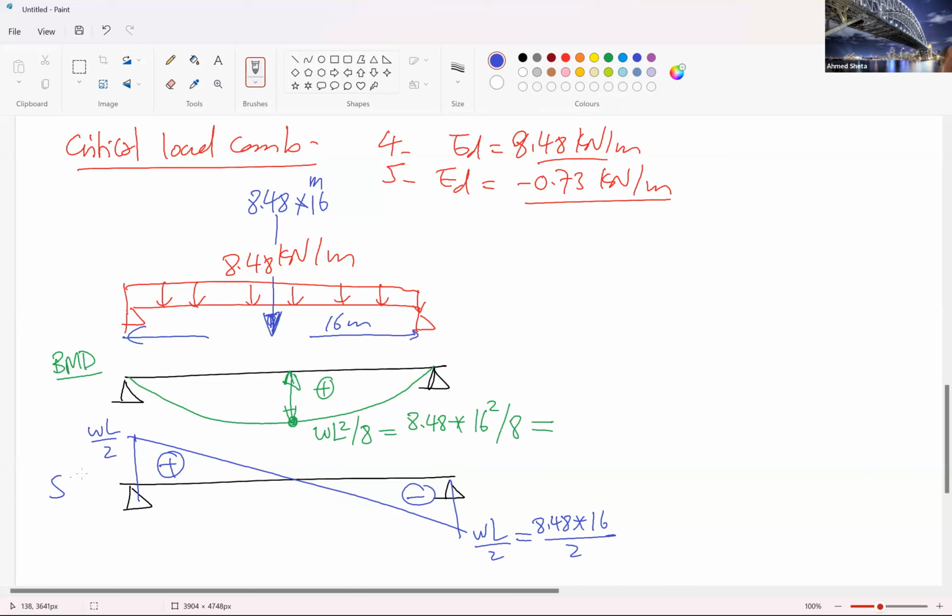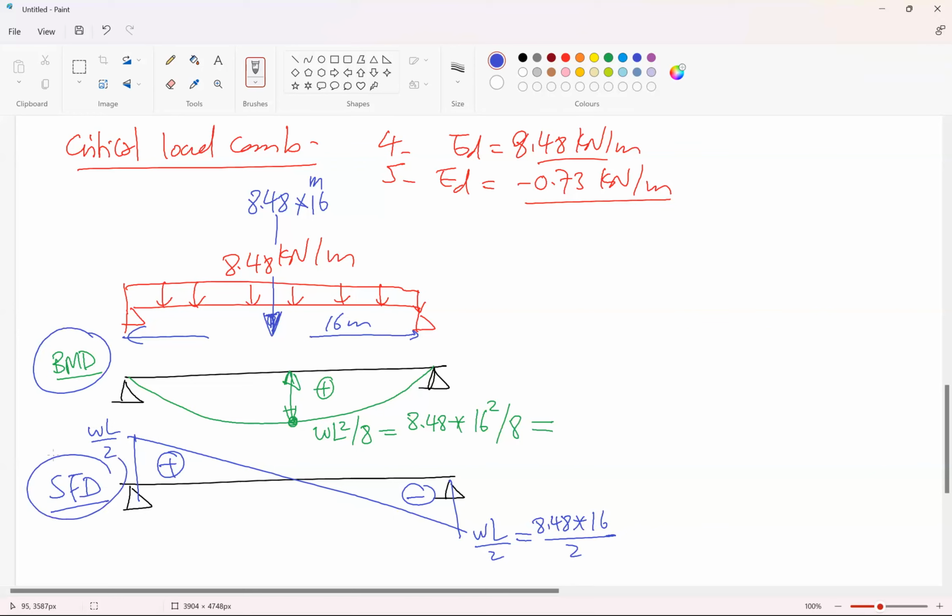So this is the shear force diagram, and this is the bending moment diagram. Is it easy? Yeah. For what you've just drawn, Ahmed, do we put that in our report as an image, or do we put it as an appendix and just refer to it? I think that's part of what the question is.